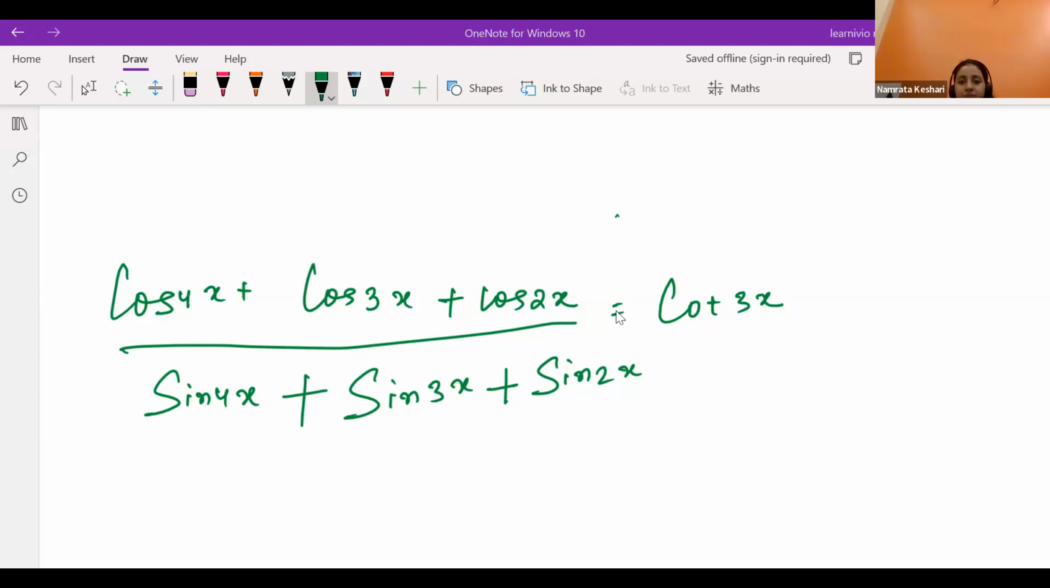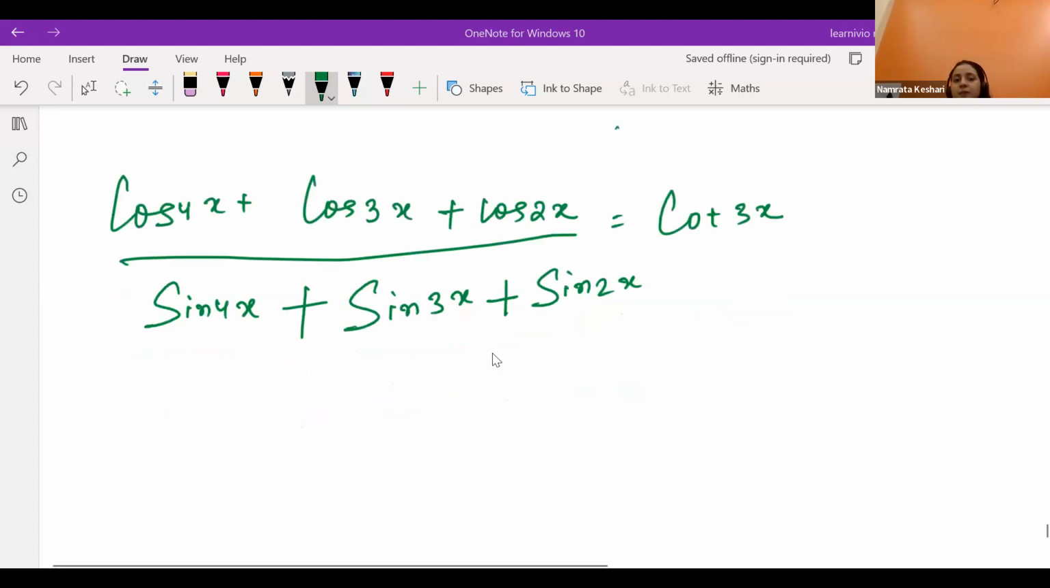Done? Yes, ma'am. How have you all done this one? Ma'am, with the formula of cos C plus cos D and sin C plus sin D. Okay. So at first you have taken two cos C, cos D. So the first two you have taken together? No, ma'am, 4x and 2x.